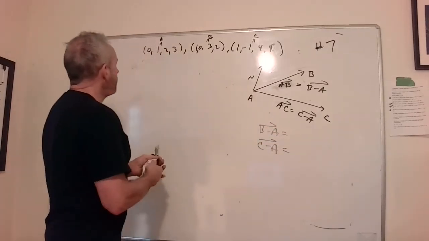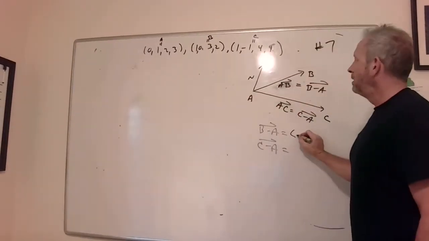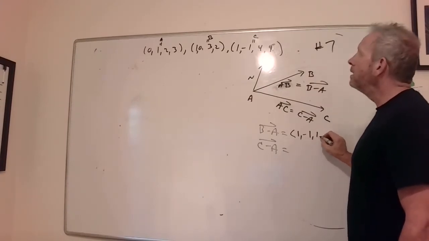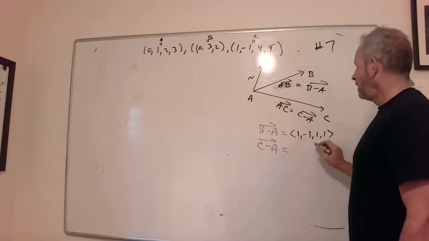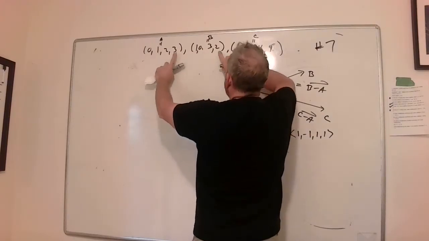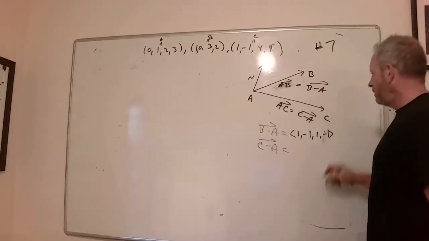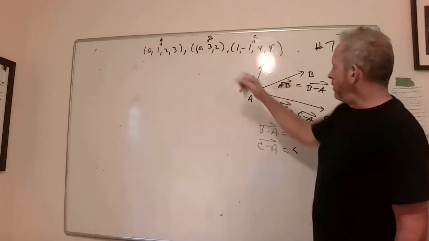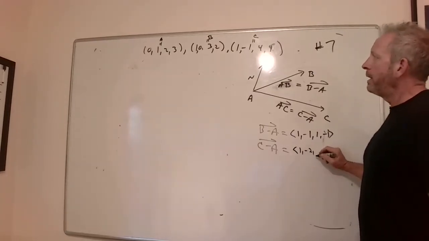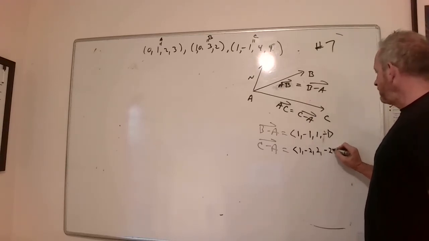Let's see, B minus A, what do we have here? So let's see, 1 minus 0 is 1, 0 minus 1 is negative 1, 3 minus 2 is 1, 2 minus 3 is negative 1. I don't feel like that's what I had written a minute ago, but that should be a negative 1. And then for C minus A, 1 minus 0 is 1, negative 1 minus 1 is negative 2, 4 minus 2 is 2, and 1 minus 3 is negative 2.